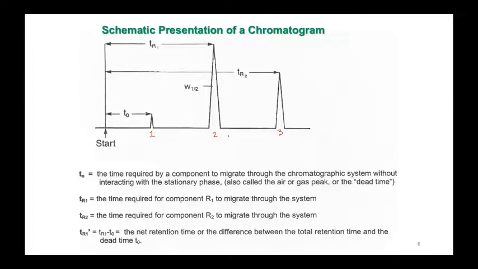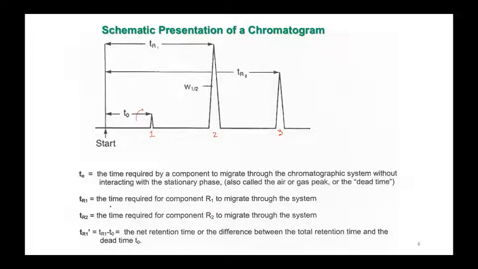Now the compound peaks are 2 and 3, and there is one peak which we sometimes get in the chromatogram, which is coming very fast. The time gap between when you click to start the machine for recording the chromatogram is what we call T0, the time required for a component to migrate through the chromatographic system without interacting with the stationary phase. Suppose the component is not interacting with the stationary phase, just passing through, how much time should it take? So this is the time gap.